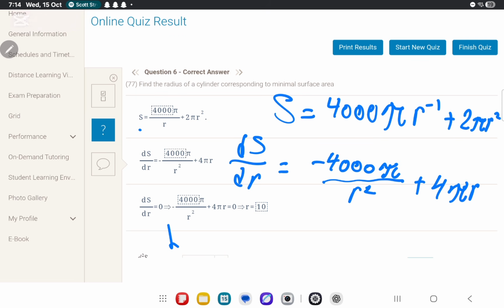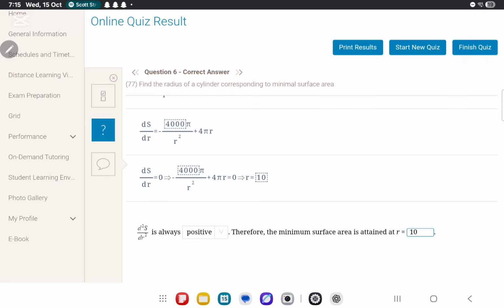So this is your derivative. It's negative 4000 pi over r squared plus 4 pi r. Done. Now set ds by dr equal to 0. So negative 4000 pi over r squared plus 4 pi r is equal to 0.